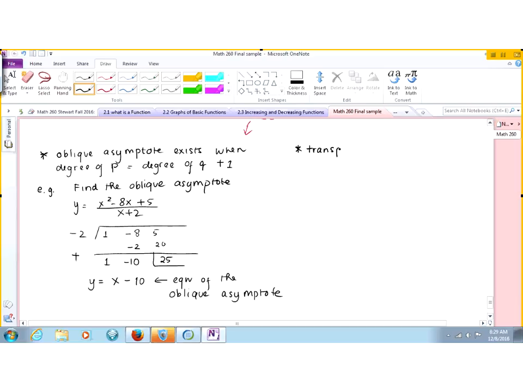You also have transformation, by the way. This is chapter 2. Should we do one problem of transformation or no? The shift, the stretch, yes? Okay, so let's open chapter 2. Sample.